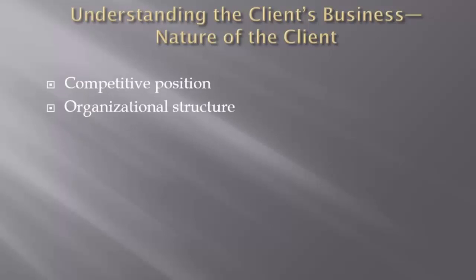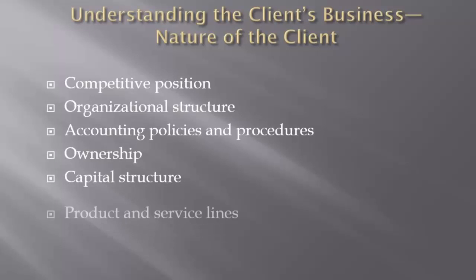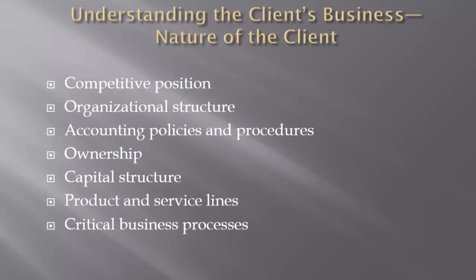So again, back to the term that we are understanding the client, the entity, and its environment. So we're looking at competitive position, organizational structure, accounting policies and procedures, ownership, capital structure, products and service lines, critical business processes. We want to understand where this company is in relationship to the overall environment. Is it in a growth industry? Is there significant competition that is putting pressure on the organization in terms of costs, in terms of other areas?